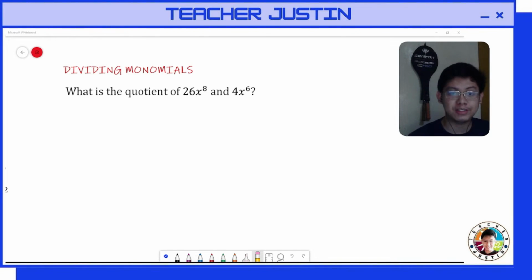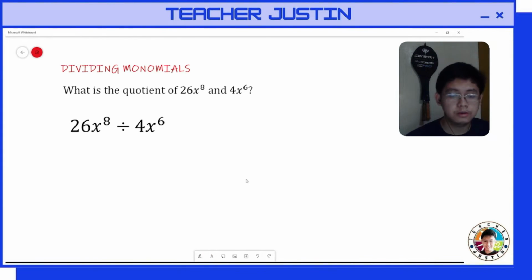On today's topic, we're going to talk about dividing monomials, answering the question: what is the quotient of 26x raised to 8 and 4x raised to 6? First thing that we are going to do is translate our statement to an algebraic expression, wherein 26x raised to 8 is our dividend and our divisor will be 4x raised to 6. So this statement will be translated as 26x raised to 8 divided by 4x raised to 6.